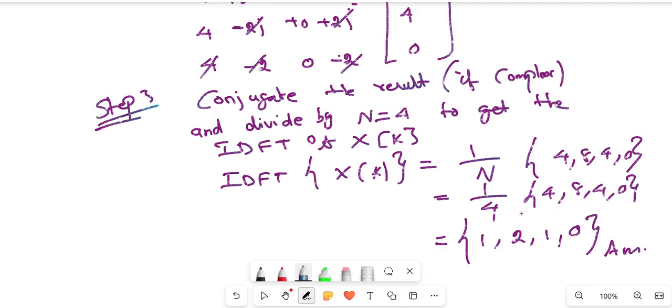So for the 4-point DFT, how the derivation comes, you can refer to the prescribed book. Here we only solved some examples for finding the DFT and IDFT using the direct method and the matrix method. Next section we will see the FFT algorithm.